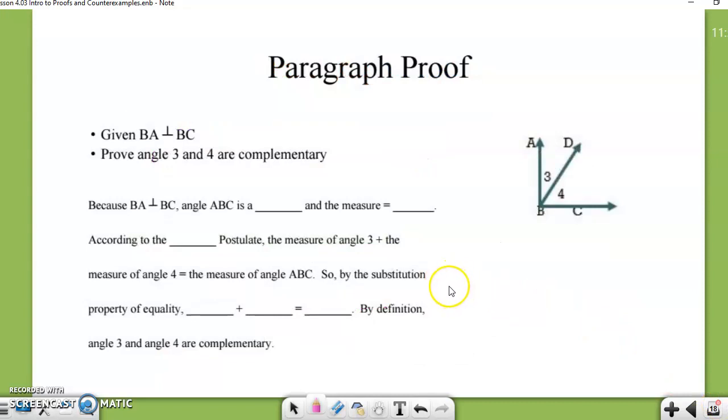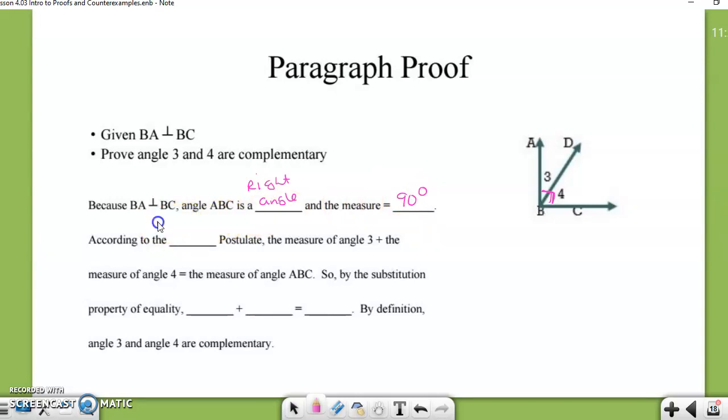Okay, I told you I would give you an example of a paragraph proof. Here's an example of this. It is not the typical way we do proofs. So now I'm given that BA is perpendicular to BC. Well, I know that perpendicular means they form a right angle. Okay, so I'm just marking that. Because BA is perpendicular to BC, angle ABC is a right angle. And the measure equals 90 degrees.